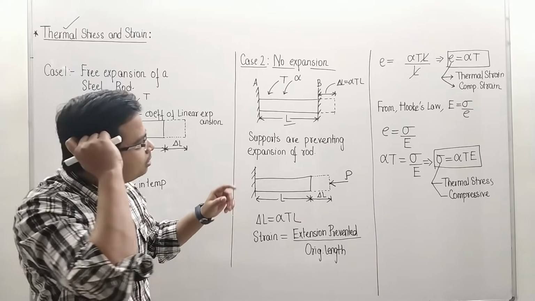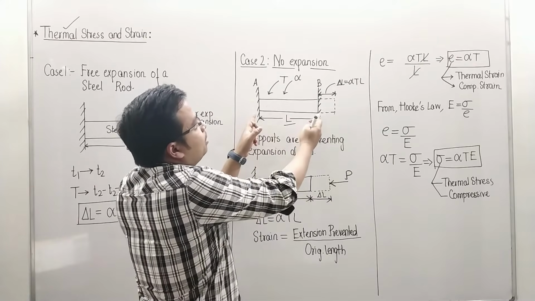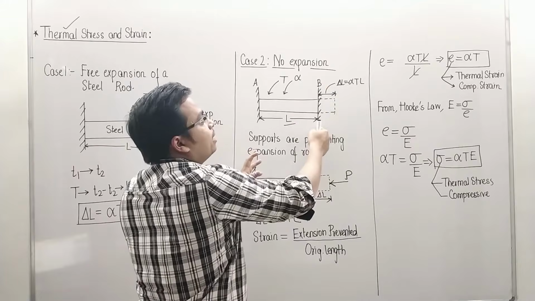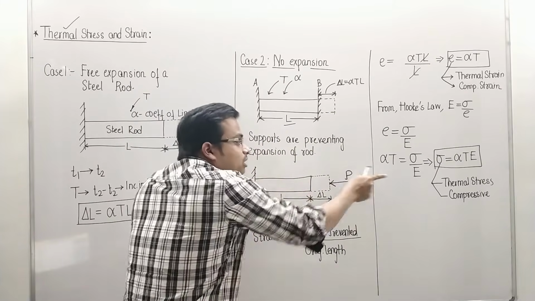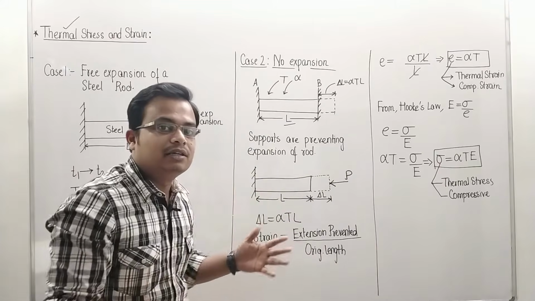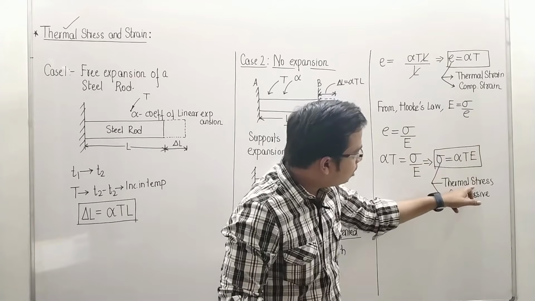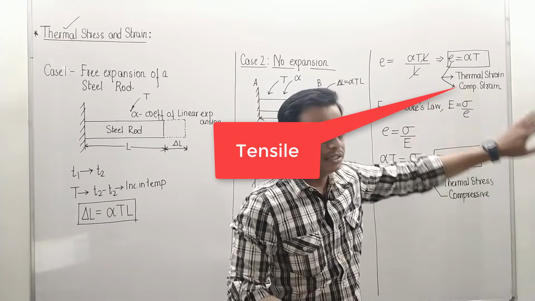In this case, when the temperature reduced, what would have happened? This material would have tried to contract, but because of this support over here, automatically a force develops. The nature of that force will be towards this right hand side. That means tensile in nature. In that case, you will be saying that the thermal stress developed will be tensile in nature, and this thermal strain will be compressive strain.